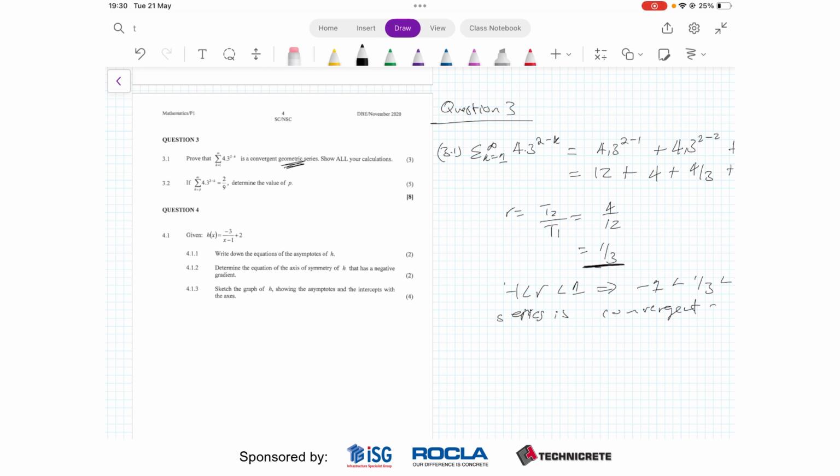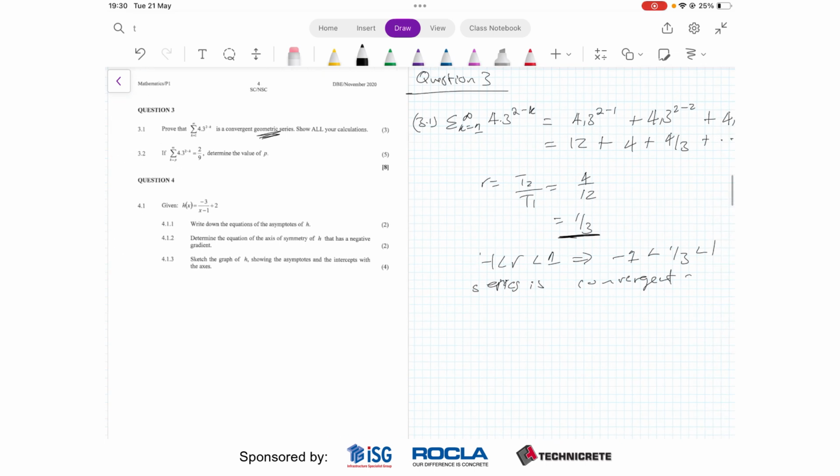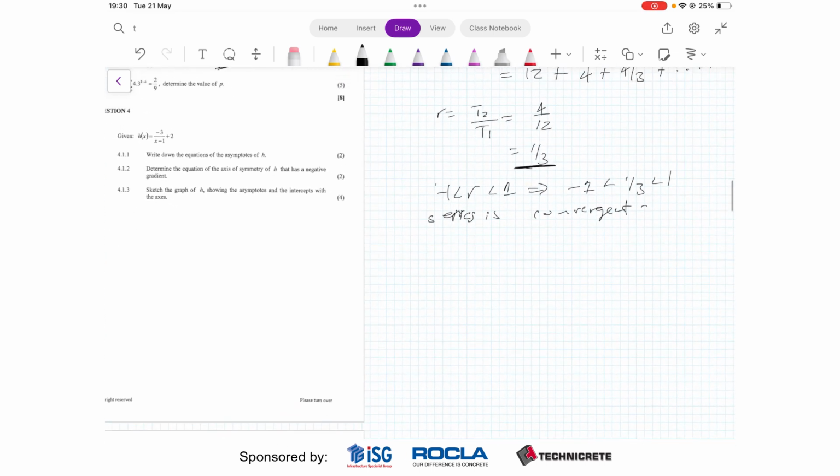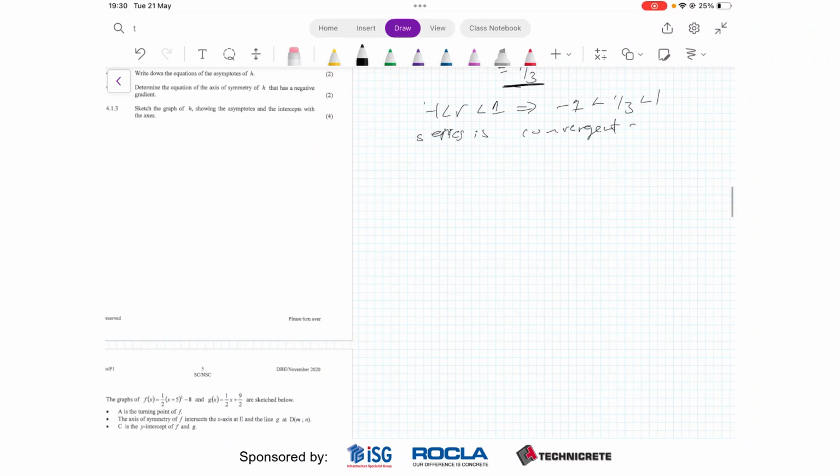Okay, now we are told that if the sum to infinity, k starting from p, of 4.3 to the power 2 minus k is equal to 2 over 9, determine the value of p. So 3.2, we are going to start out by writing our sum, k equals p up to infinity of 4.3 to the power 2 minus k.